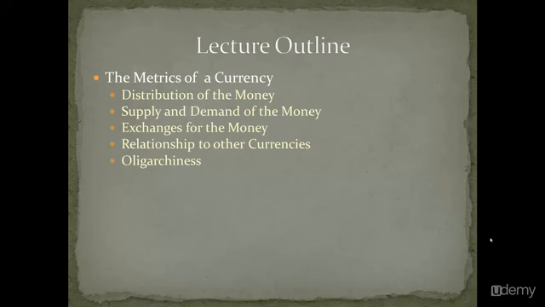The supply and demand of the money. How much supply is there? Is there $200 million in circulation or $2 trillion in circulation? And how much demand is there for it? How many people wish to acquire dollars because of trade?